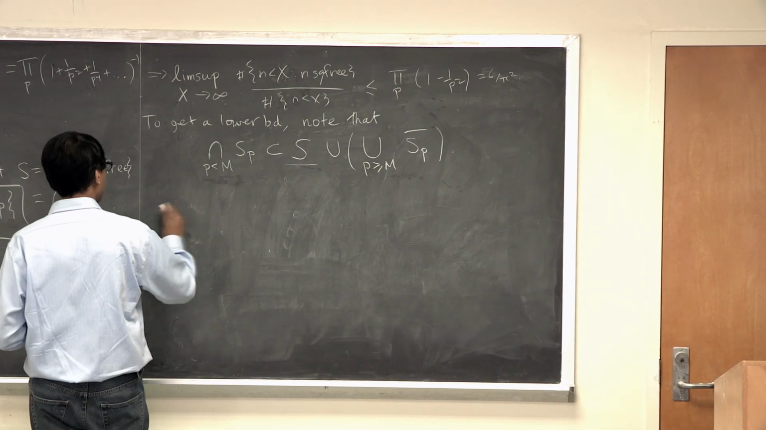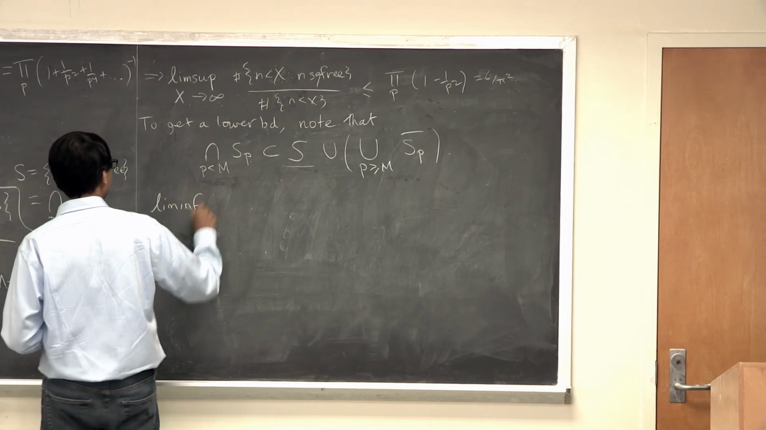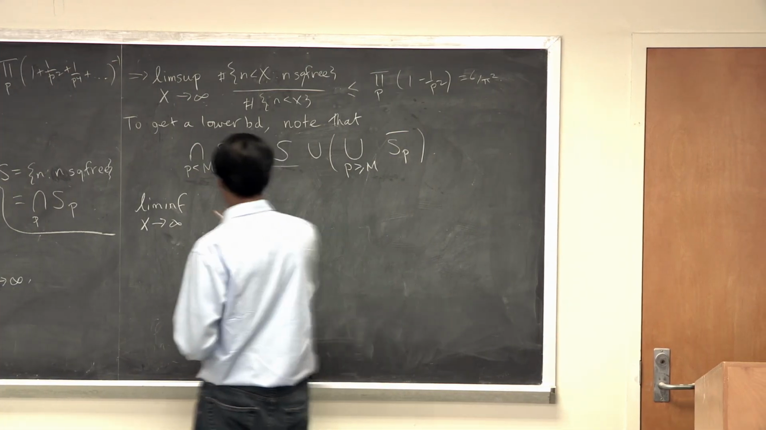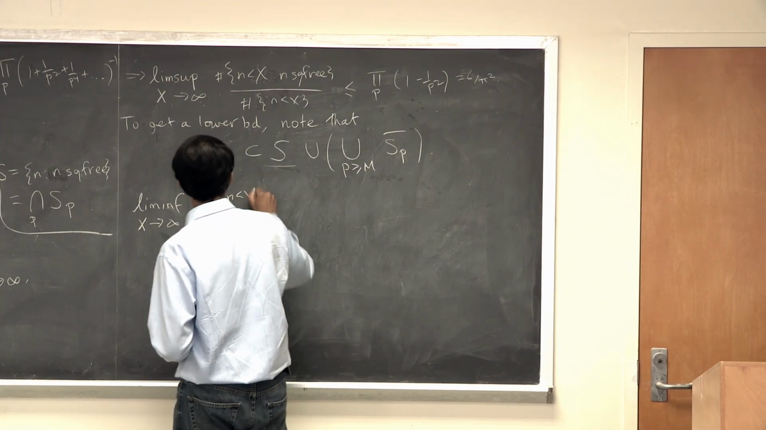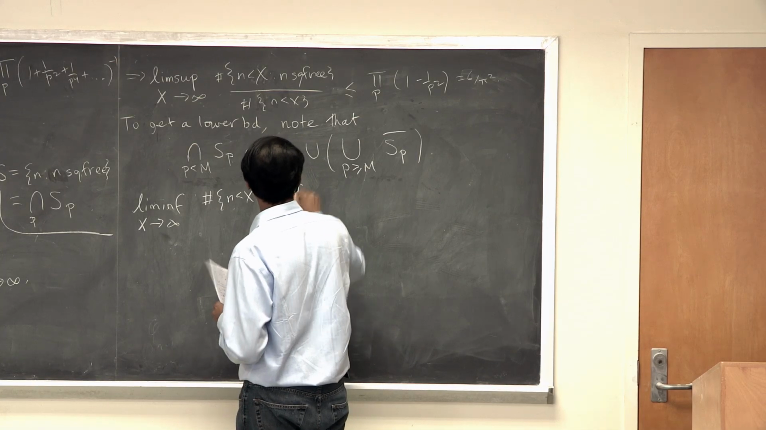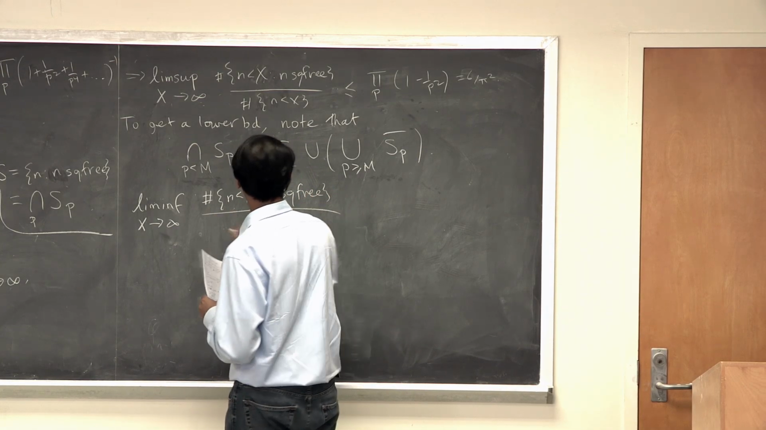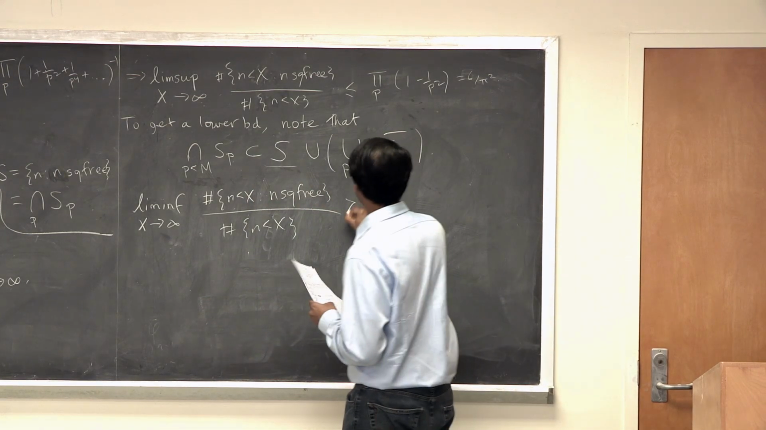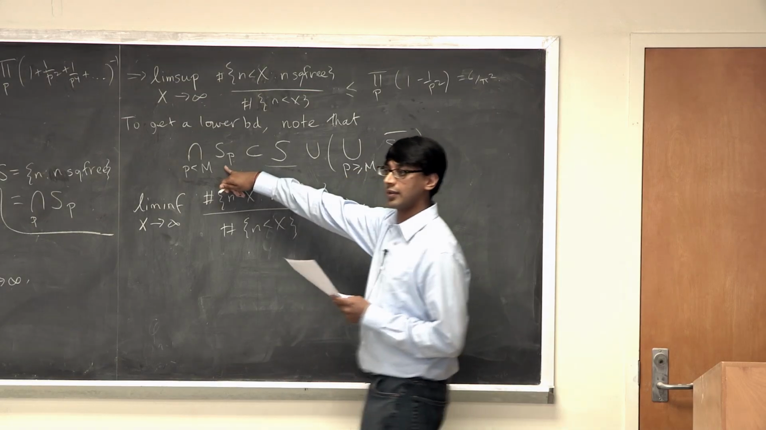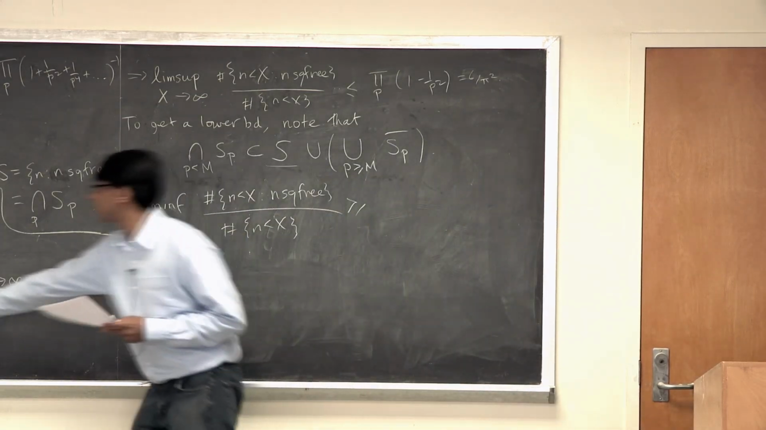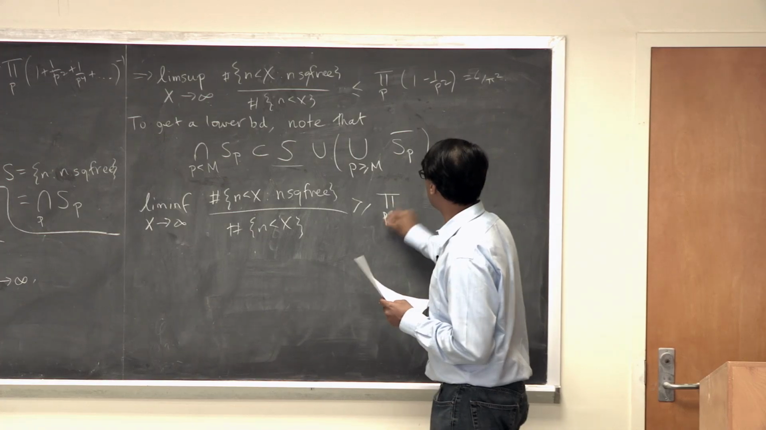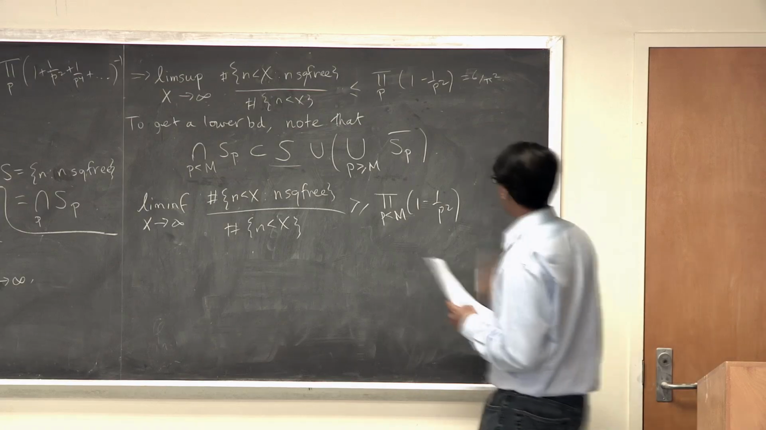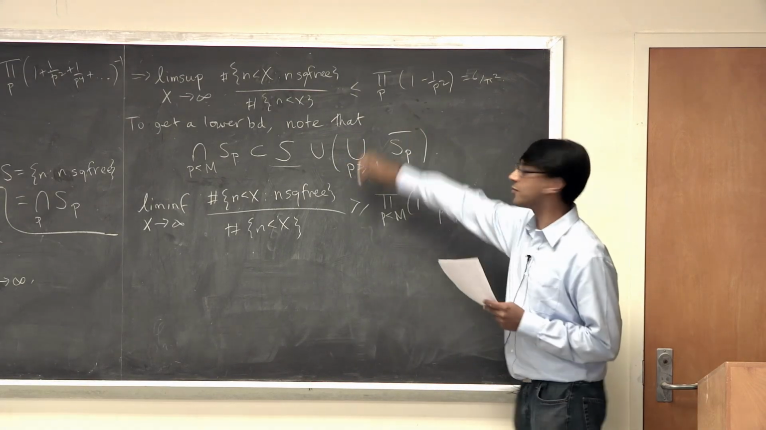And so if we write a lim inf, since we already got a lim sup, as x goes to infinity of the number of n less than x, n square free, over the number of n less than x, that's going to be greater than or equal to this density, which we already know: product p less than m of 1 minus 1 over p squared, minus the sum of the densities of each of these guys.